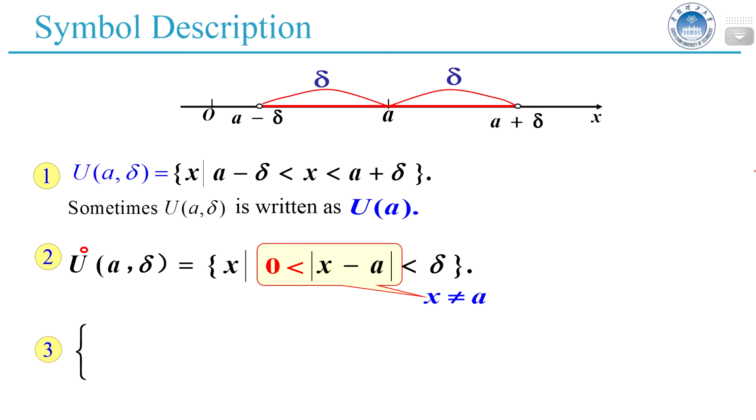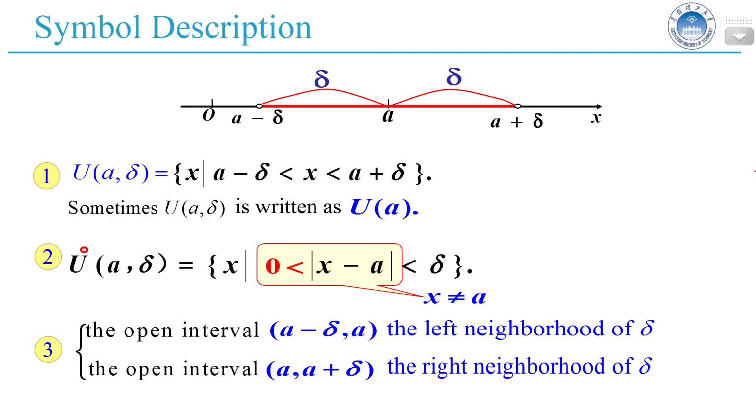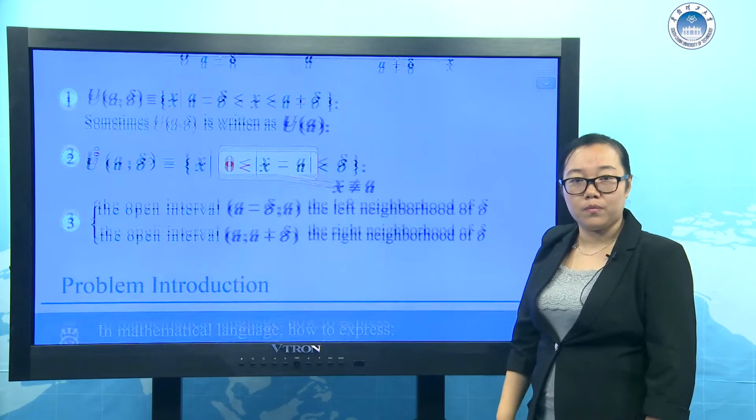Look at this. The open interval from A minus delta to A, the points from the left open interval, means the left neighborhood of delta. Correspondingly, the open interval A to A plus delta means the right neighborhood of delta. How about the right open interval?